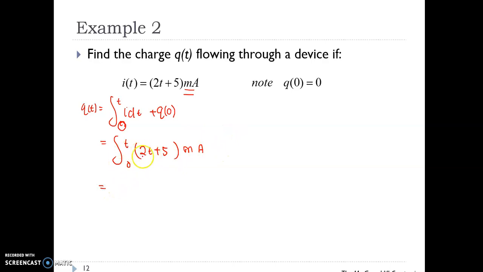So if you integrate this, 2t is equals to 2t squared over 2 plus 5t. So this from 0 until t, and unit is now millicoulomb. So this becomes t squared plus 5t in millicoulomb. So this is the answer. So let's move to another example.